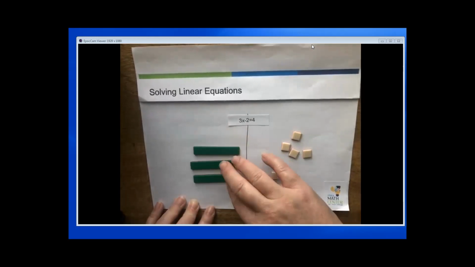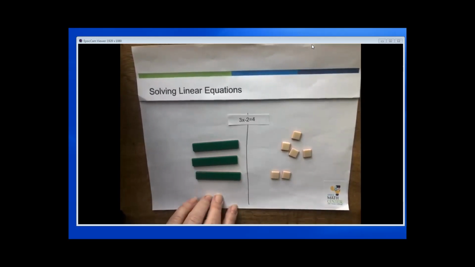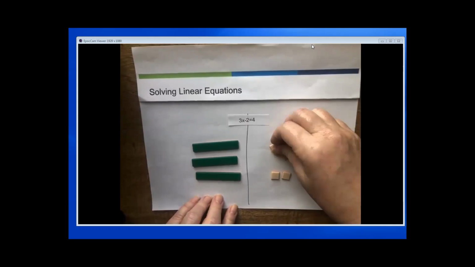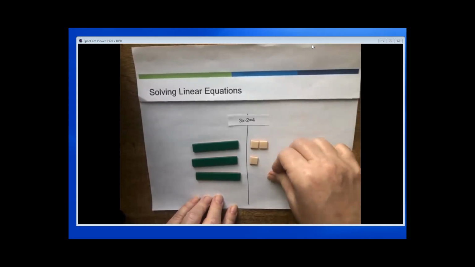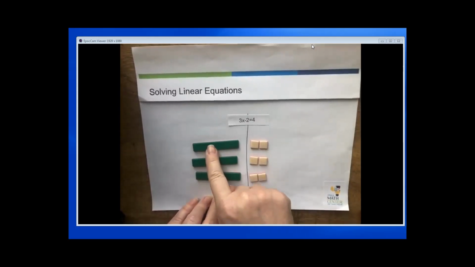I have 3 x's here, but my goal is to figure out what 1x would be. So I can take what I have here and divide it up equally between each x, and I can see very quickly that 1x equals 2.